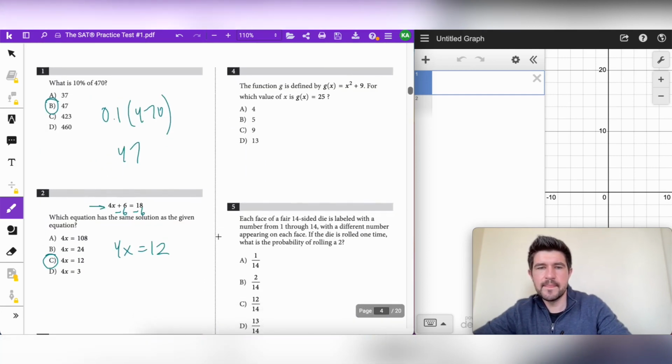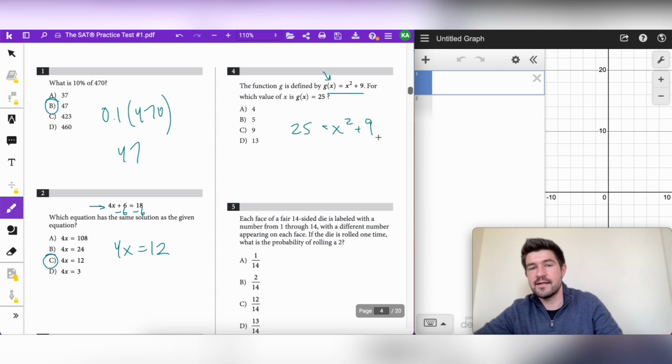Number 4, for which value of x in this function is g of x equal to 25? So if g of x is 25, we can go back here and plug in 25 in place of g of x, giving us 25 equals x squared plus 9. If we solve this, we're going to subtract 9 and get 16 equals x squared. And if we square root 16, we're going to get 4.